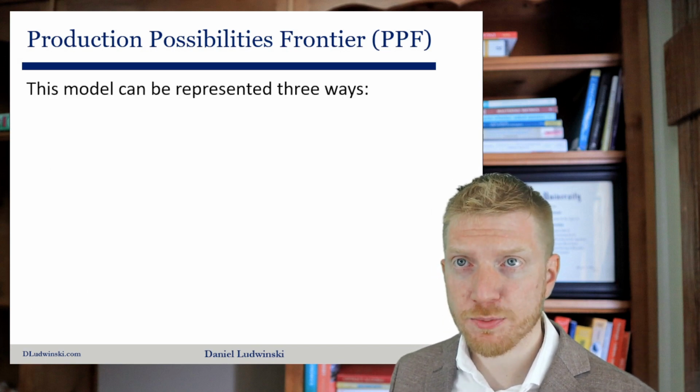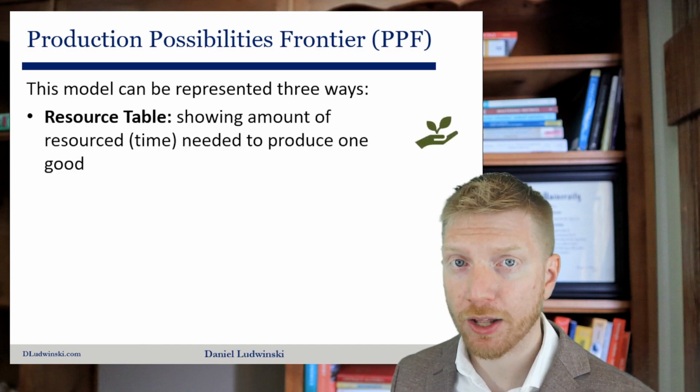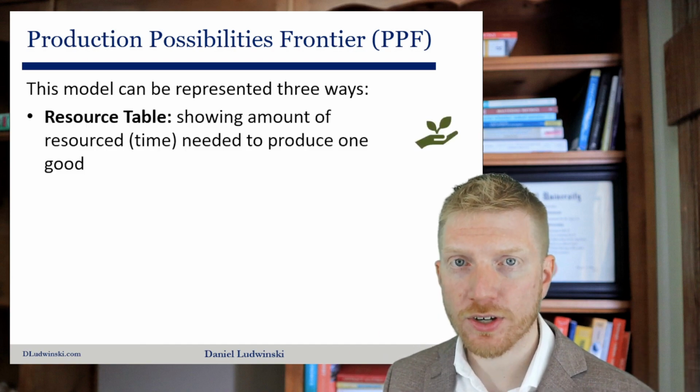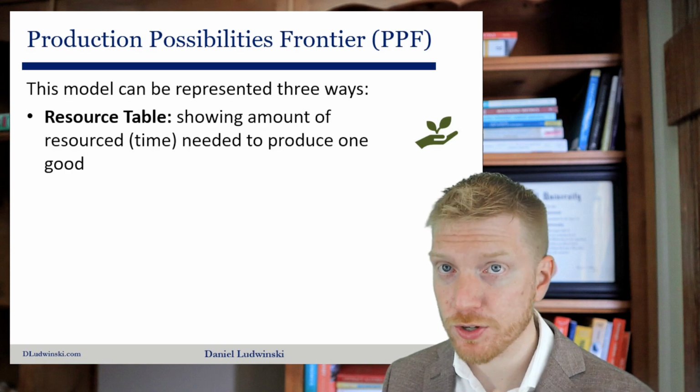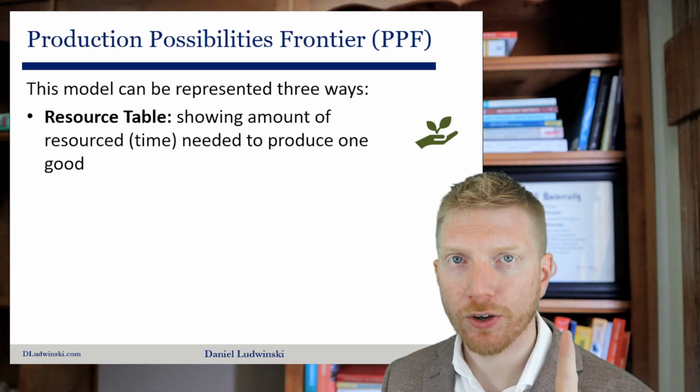We're going to represent this production possibility frontier three ways. We're going to represent it by looking at a resource table. So this is going to show the amount of a resource, generally time, that is going to be needed to produce 1 unit of a good.